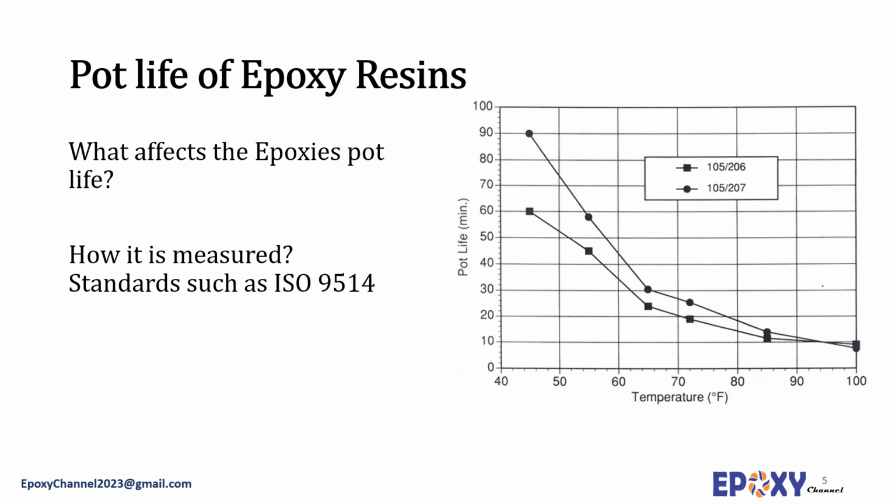Finally, there are different standards to determine the pot life of the system. For example, ISO 9514, paints and varnishes, determination of the pot life of multi-component coating systems, preparation conditions of samples, and guidelines for testing, is a common one.